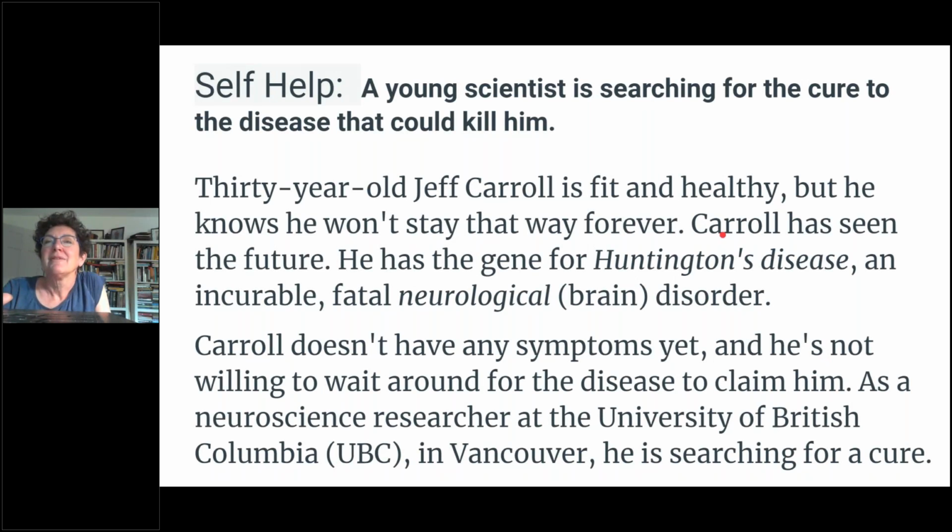Here we go. So here's a passage that we want to take a look at. It's called Self-Help, and the subtitle is A Young Scientist is Searching for the Cure to the Disease That Could Kill Him. Thirty-year-old Jeff Carroll is fit and healthy, but he knows he won't stay that way forever. Carroll has seen the future. He has the gene for Huntington's disease, an incurable, fatal, neurological brain disorder. Carroll doesn't have any symptoms yet, and he's not willing to wait around for the disease to claim him. As a neuroscience researcher at the University of British Columbia in Vancouver, he is searching for a cure.